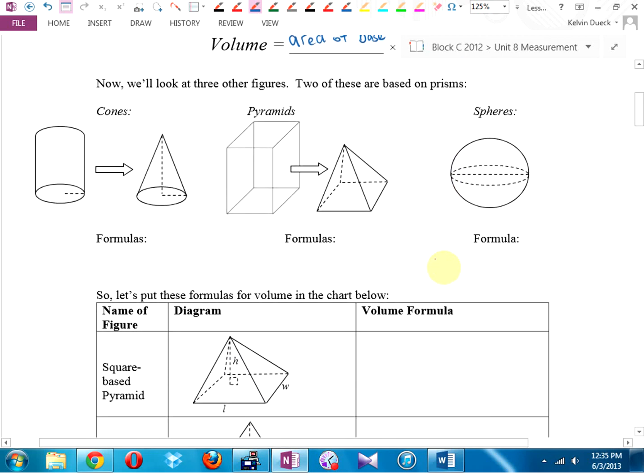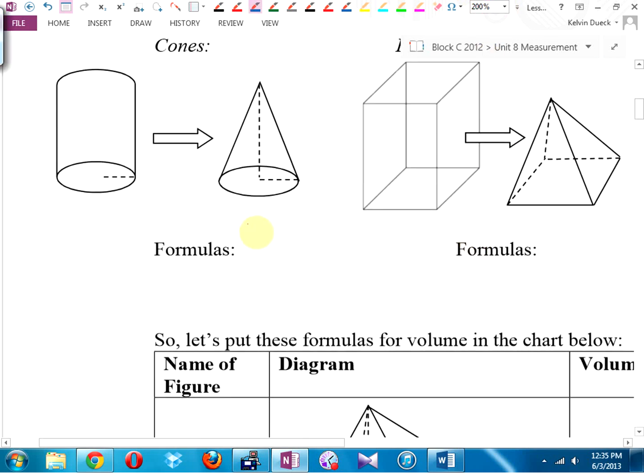What is the formula for a cone? What's the formula for a cylinder? Pi r squared h. It turns out that any cone is actually 1/3 of a cylinder. If you have a cylinder and a cone that have the same radius and the same height, you'll be able to pour the cone into the cylinder exactly 3 times, no more, no less. That's the relationship between cones and cylinders. It's 1/3 of a cylinder.